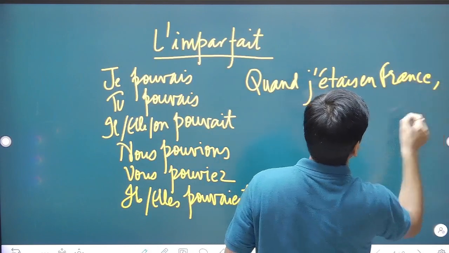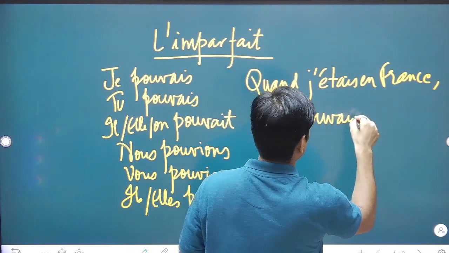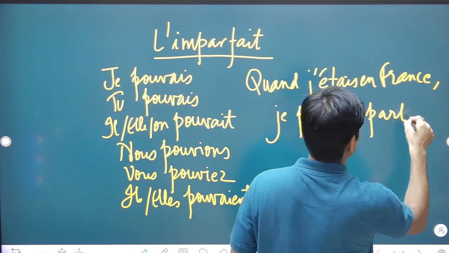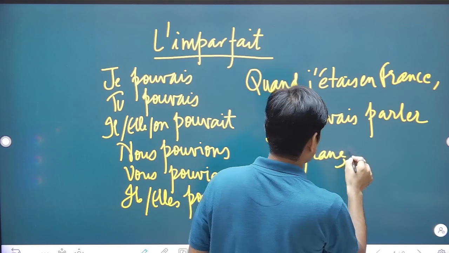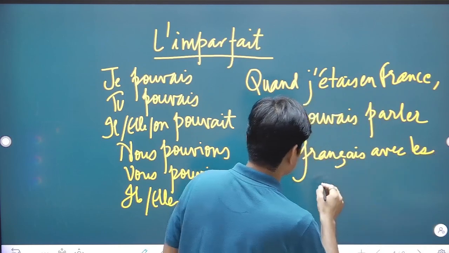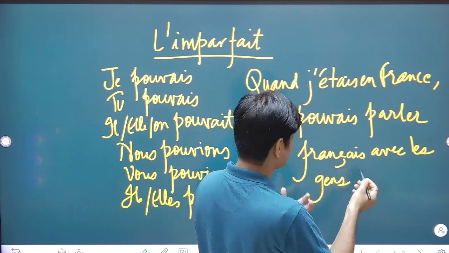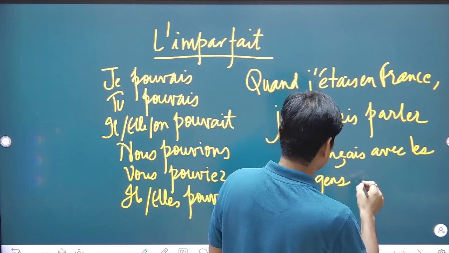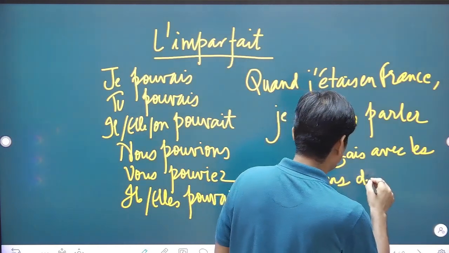je pouvais parler français avec les gens, je dirais les gens autochtones ou bien les gens ordinaires, les gens de ma ville.